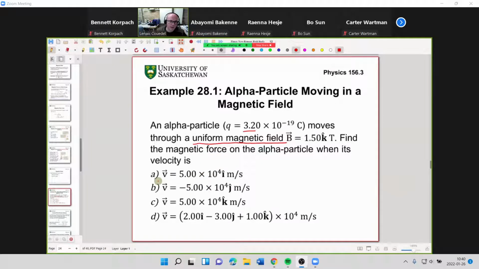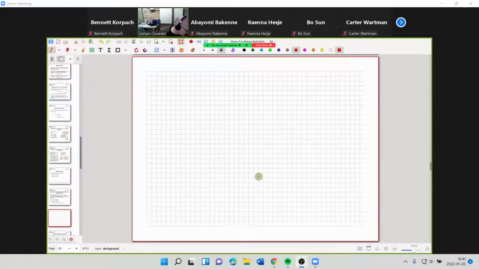Case A, when the velocity vector of the alpha particle is 5 10 to the 4 meter per second along I hat. Case B, minus 5 10 to the 4 meter per second along J hat. Case C, 5 10 to the 4 meter per second along K hat. And finally, a combination: 2 10 to the 4 meter per second along I hat, minus 3 10 to the 4 meter per second along J hat, plus 1 10 to the 4 meter per second along K hat. All right, so let's try to solve this.